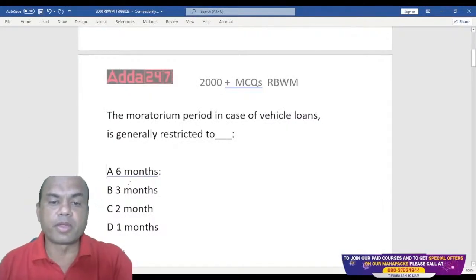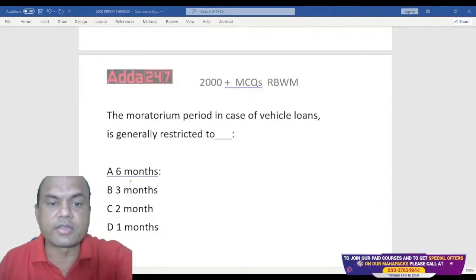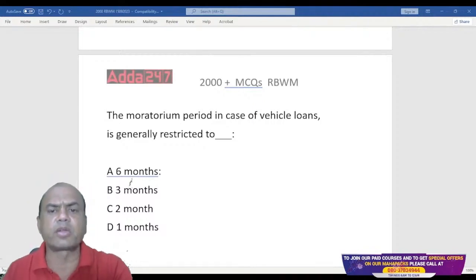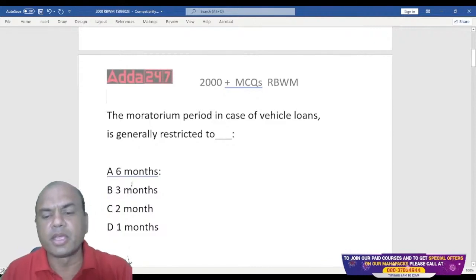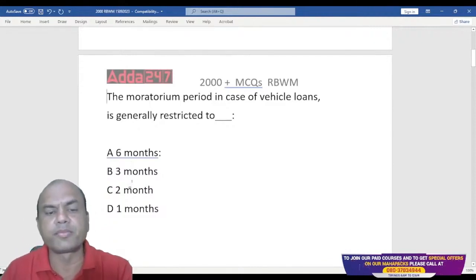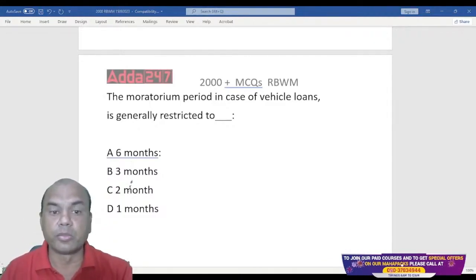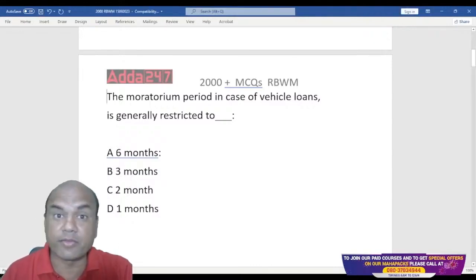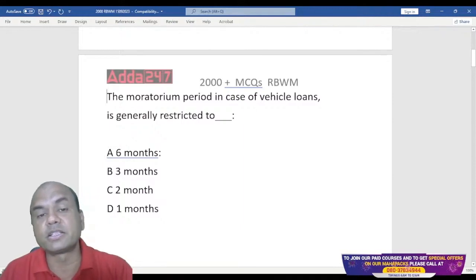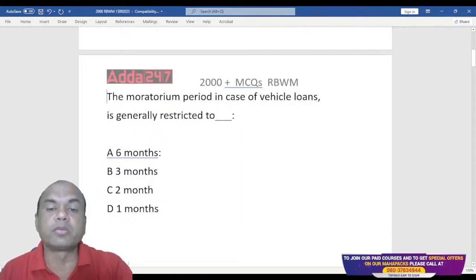The moratorium period in case of vehicle loans is generally considered as what? Okay, first, what is the moratorium in home loans? Let me take it one by one. In home loans, what is the moratorium period? Yesterday I covered this. Type in the comment section, everyone.